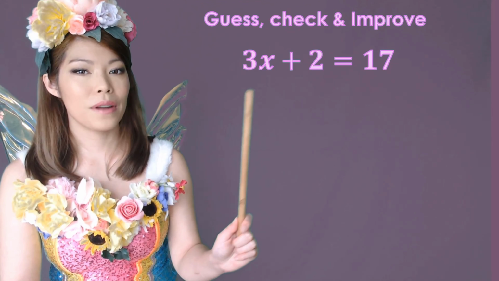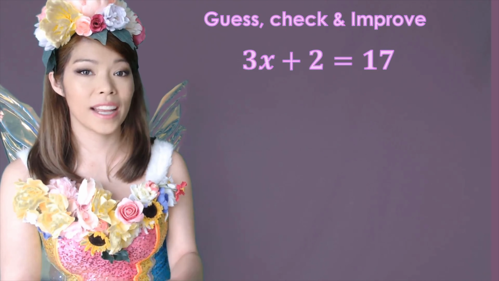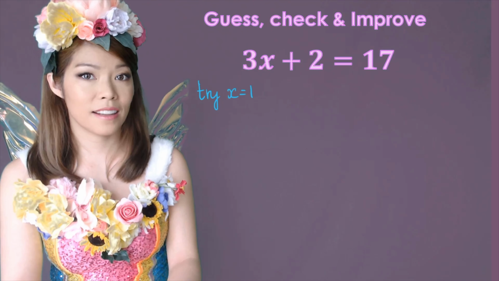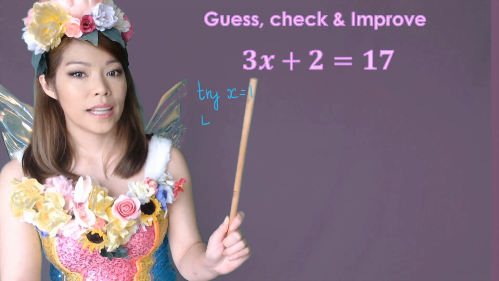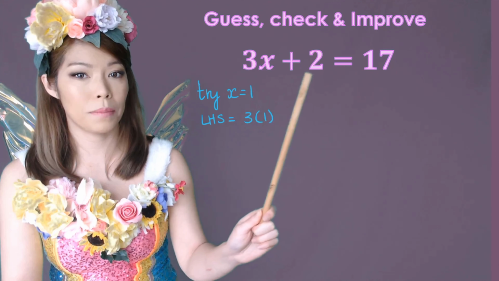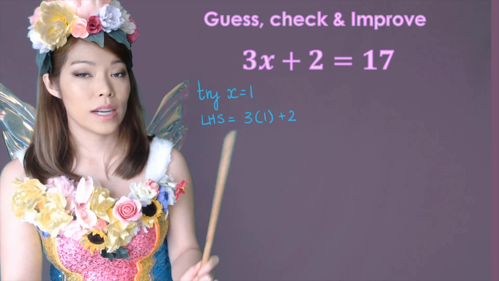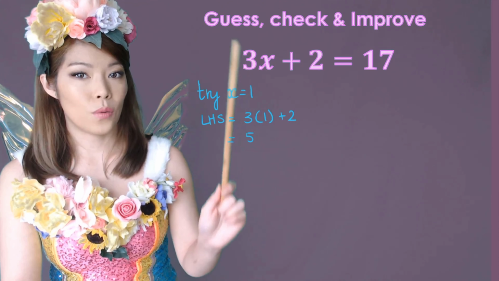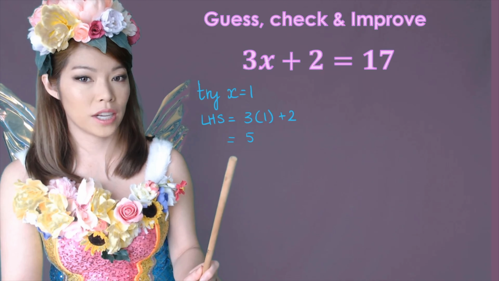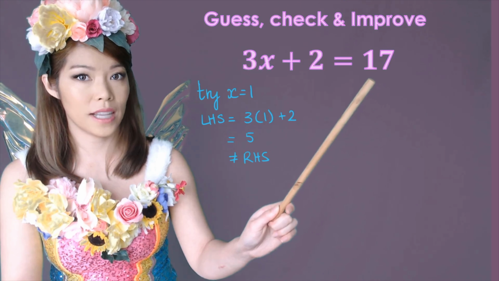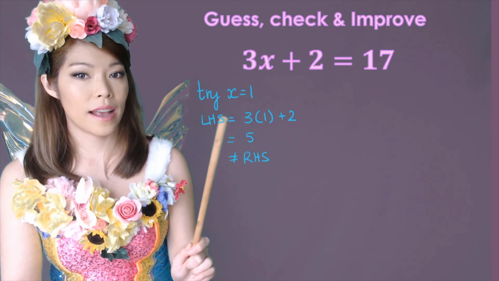So here we have 3x plus 2 equals 17 and we can guess. For example, we can try any random number such as x equals 1. And then we put it into the left side of the equation. So the left hand side would equal 3 times 1 plus 2. And 3 times 1 is 3, plus 2 is 5. Now we've guessed a number, we've checked it, and we can see that it's not equal to the right hand side, which is 17. So we know that our guess is wrong.